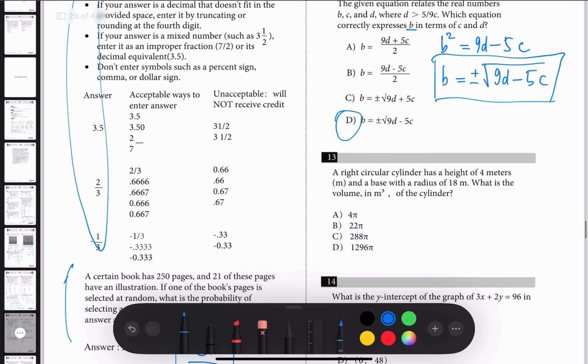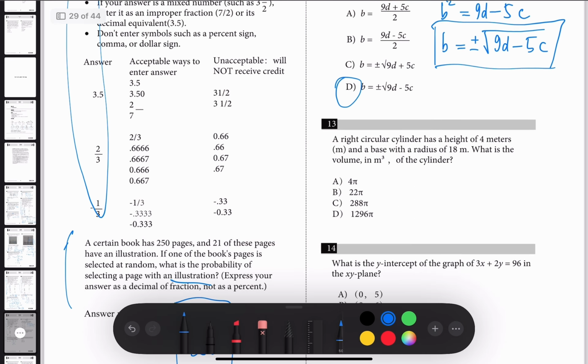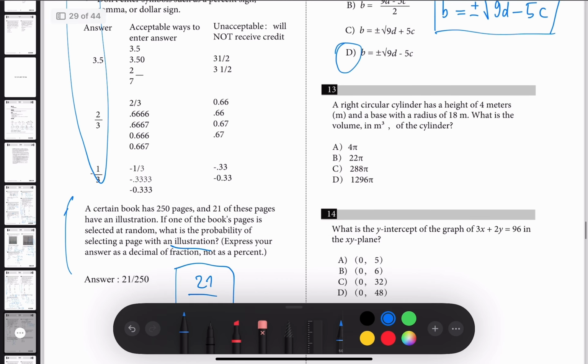So moving on to 13. A right circular cylinder has a height of 4 meters and a base with a radius of 18. What is the volume in meters cubed of the cylinder?